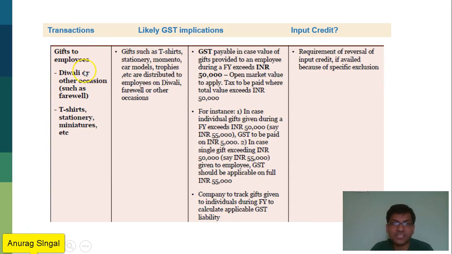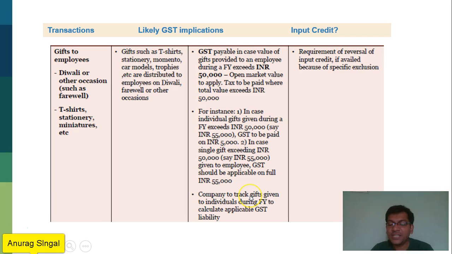In case a gift is given on Diwali, farewell, t-shirt, what will happen? There are two things. One, there is this 50,000 rupees per annum limit. Up to that limit, there is no tax. But suppose you are giving a single gift which is exceeding 50,000. Let's say you are giving a single gift of 55,000 rupees, iPhone 7s to your employee. Then GST should be applicable on the entire 55,000. But suppose you are giving 5,000 rupees per month of gift to some employee, the first 10 months there is no GST. Only in the 11th and the 12th month, the differential amount will be the one which attracts GST.